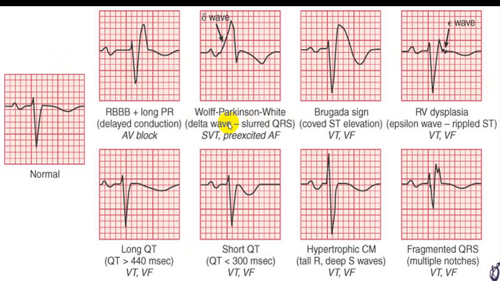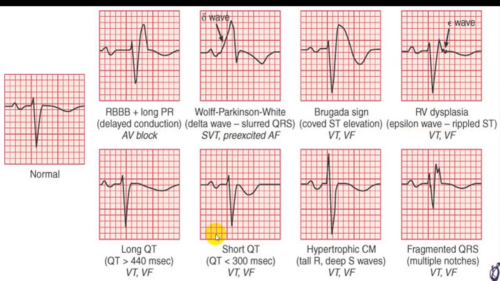They are more prone to supraventricular tachycardias. Brugada, where you get a coved ST elevation, they are more prone to VT/VF. Epsilon wave, that is RV dysplasia, ARVD, and that are again more prone to VT/VF.